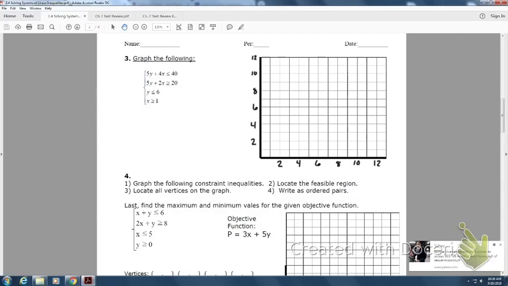Okay, so like we said, y equals 6 is a horizontal line at 6. X equals 1 is a vertical line at 1. Those should be the easy ones that we can put on there.